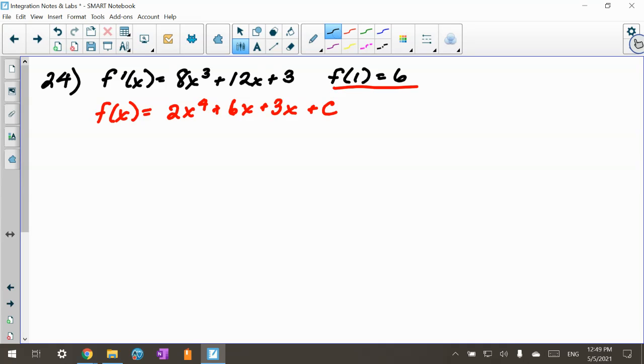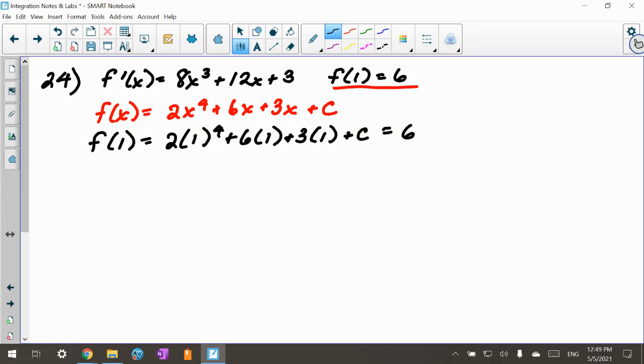So now I'm going to actually plug in f of 1, and this will help us find what c would be. So 2 times 1 to the 4th plus 6 times 1 plus 3 times 1 plus c equals 6. So I end up getting 2 plus 6 plus 3 plus c equals 6. So that's 11 plus c equals 6. So c is going to equal -5.